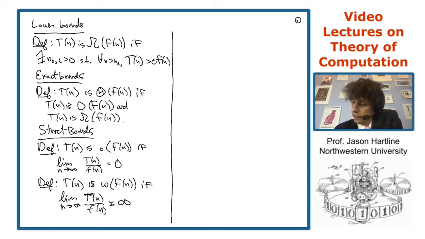Great. Let's look at a few examples of all of these notations. So to give some examples of big omega, n squared plus n is omega of n. It's also omega of 1, and it's also omega of n squared.